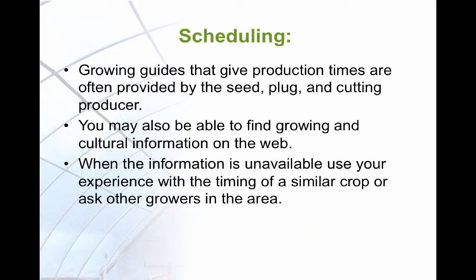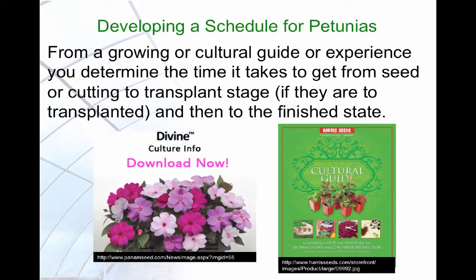Scheduling starts with knowing the production time for each stage of development. This information is often provided by the producers of the seeds, plugs, or cuttings, and you may also be able to use an online search to get the information. When the information is not available, use your experience with a similar crop or ask other growers in your area who have grown it. We will be using petunias as the example bedding plant crop for scheduling.